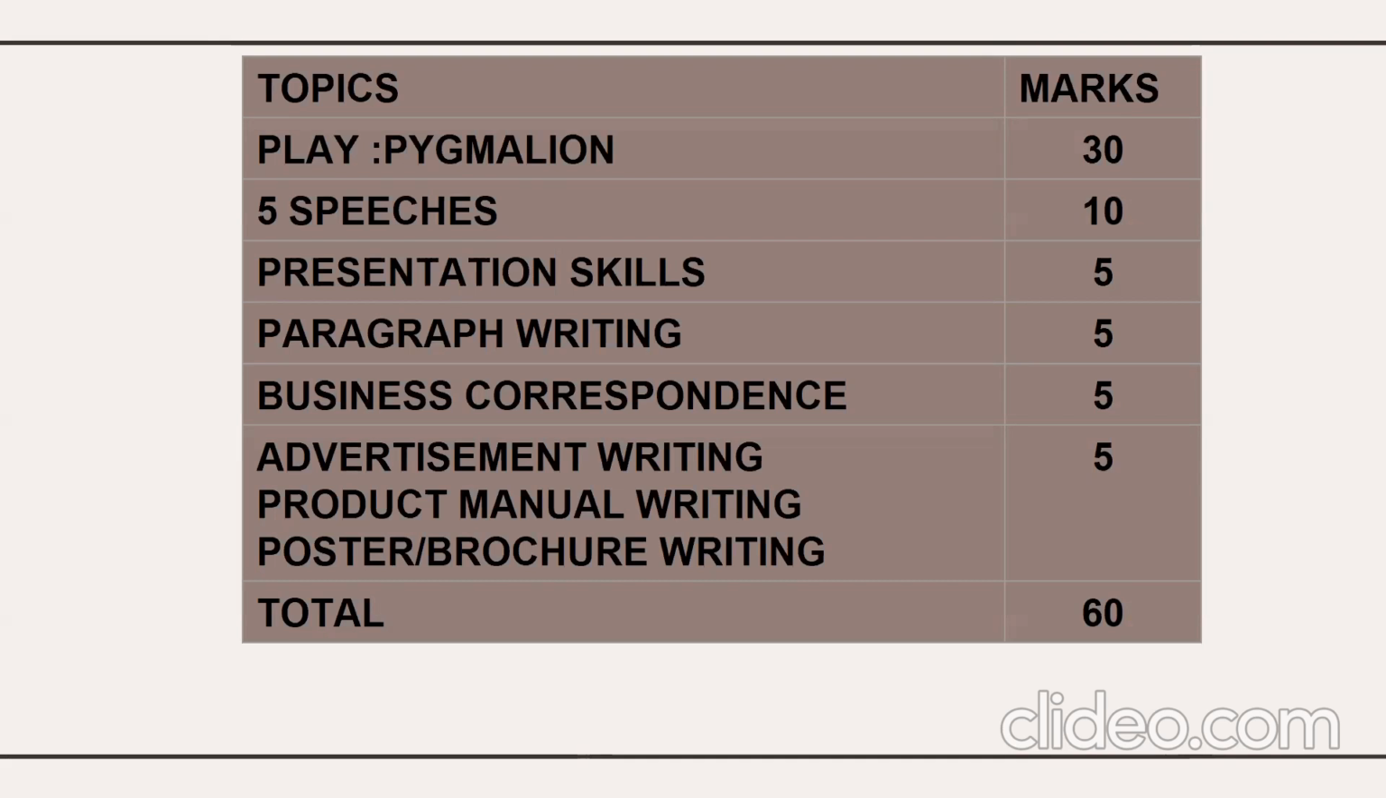In Pygmalion, you have 3 sections, with 2 marks, 5 marks, and 10 marks questions. For speeches, you need to answer 2 questions, each for 5 marks. So 40 marks, 80% of the question paper, will be covered by Pygmalion and the 5 speeches. Then you have 5 marks presentation skills, 5 marks paragraph writing, 5 marks letter writing, and 5 marks advertisement writing, product manual writing, poster or brochure writing. You have plenty of choices here. You attempt either advertisement, product manual, poster, or brochure. This is how your 60 marks question paper will appear.